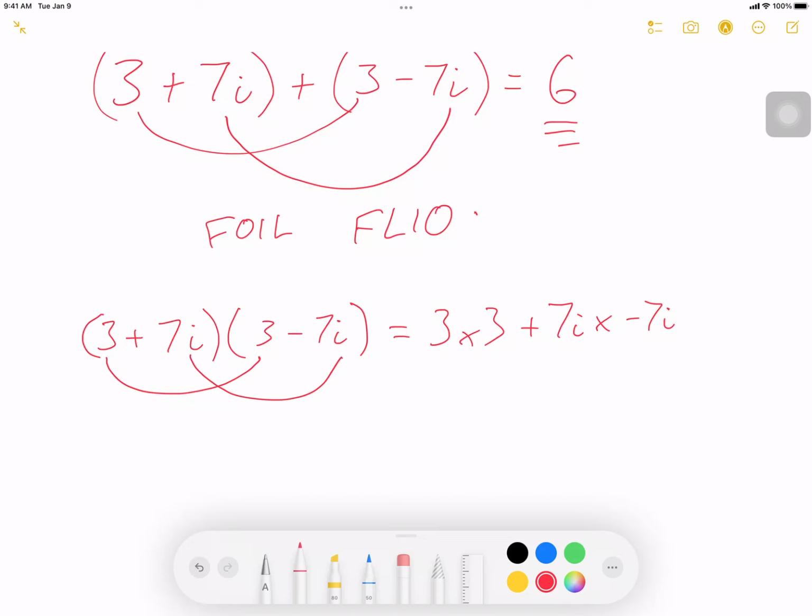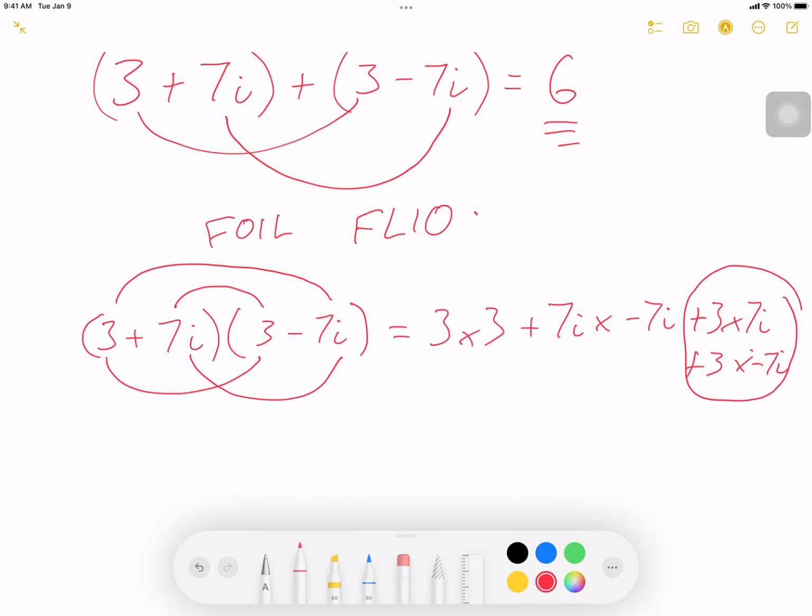Okay, and then I'm going to have, what am I going to have? I need inner, so plus 3 times 7i, and then outer, plus, let's say plus 3 times minus 7i, but obviously here, these two are going to cancel each other out, aren't they? So, can forget about that.